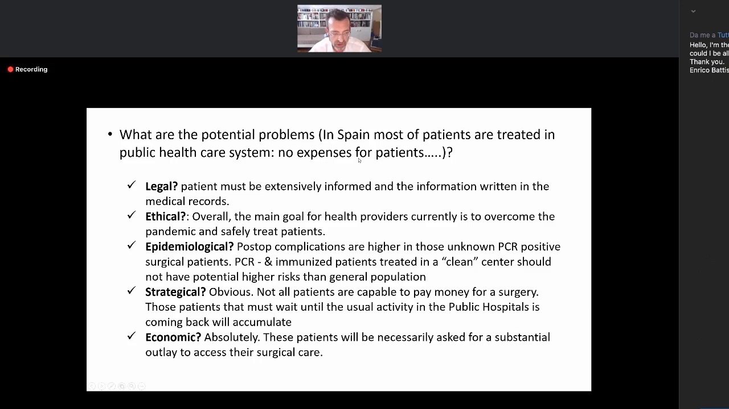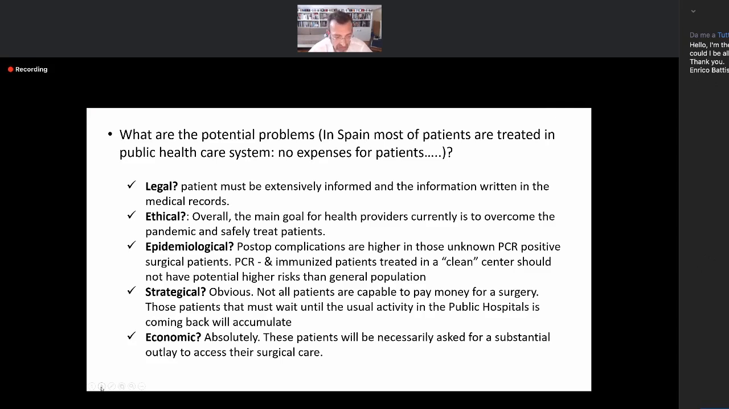It is also strategical and economical, because if these patients are not operated in the public hospitals, probably they are going to look for solutions in the private practice. This obviously is good for doctors in the sense that they can do a very nice surgery and get money. But this is not good for the patients because, at least here in Spain, patients have the right to get this treatment financed by the public health system.